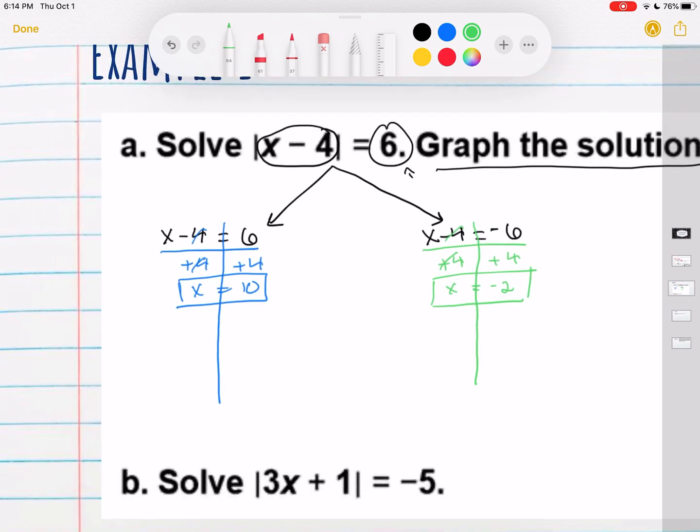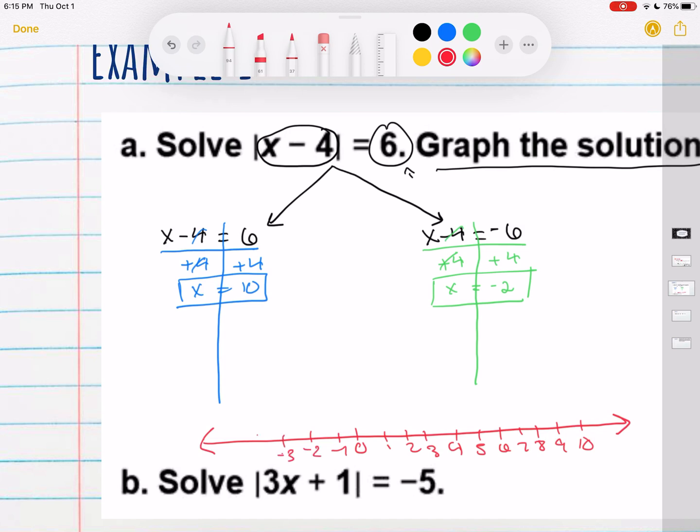Now the last thing, it says graph the solutions. That's a fancy way of saying make a number line and plot the solutions on a number line. So again, I'm going to make a number line. Let's see, I'm going to put 0 right here, a little offset, and as I go to the right, I'm going to count up: 1, 2, 3, 4, 5, 6, 7, 8, 9, 10, and then as I go to the left, negative 1, negative 2, negative 3, negative 4. And then I'm going to graph my solutions. 10 is right here, negative 2 is right here, and there we go.